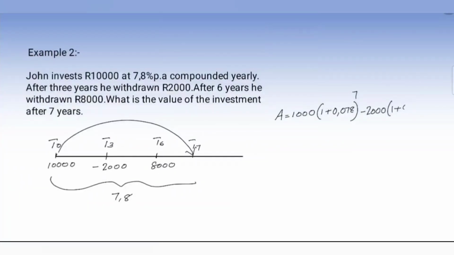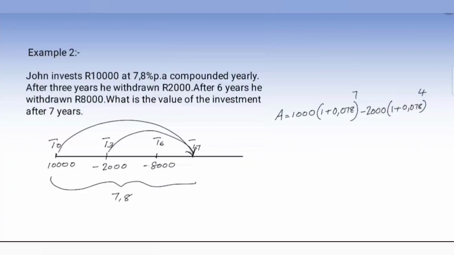1 plus I is same thing, that is 0.078 to the power how many years? Go to 2000, that is 3rd year up until the last. How many years? 4 years, isn't it? 3 and 7. 7 minus 3 is 4 years. Is it clear? Now next one 8,000.